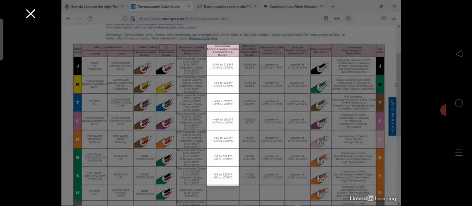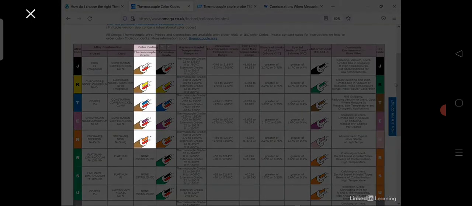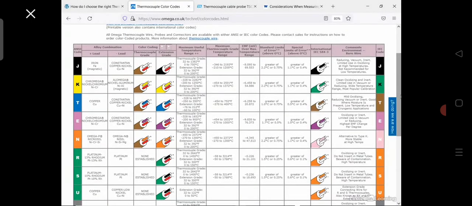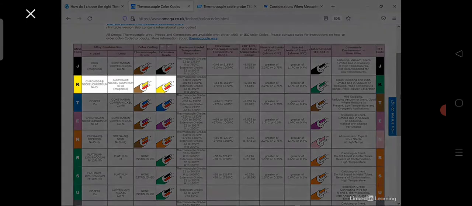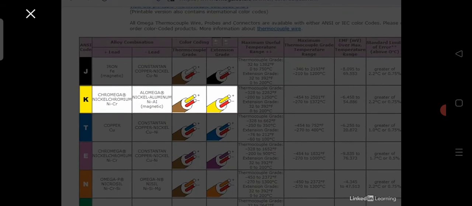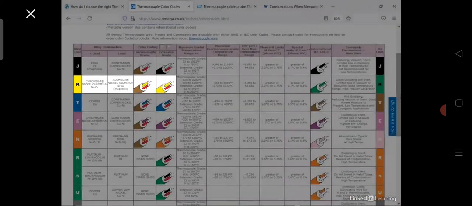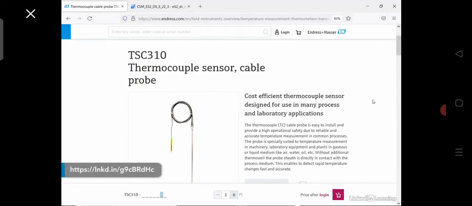Also, each type has a color associated with it. The color usually indicates the color of the positive lead wire. K-type, for example, is yellow, meaning yellow wire is the positive side. The type is usually shown on the specification page.